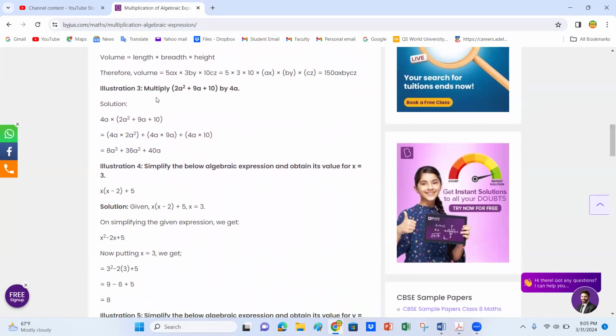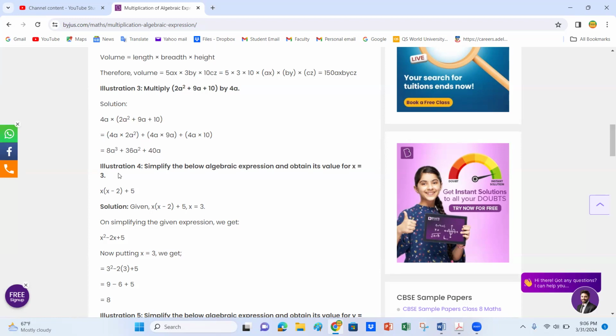Similarly, for example, we have to multiply 2a square plus 9a plus 10 by 4a. Then 4a will be multiplied with all values of the expression: 4a multiplied by 2a square, 4a multiplied by 9a, 4a multiplied by 10. So 4 2s are 8, and a raised to power 2 and a raised to power 1 will be added. So a cube. 9 4s are 36, with powers 1 plus 1 adding up. So it is 8a cube plus 36a square plus 40a.